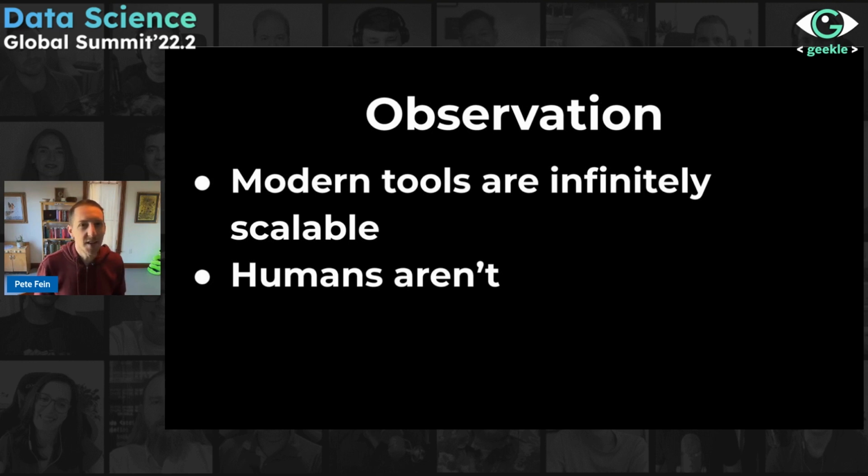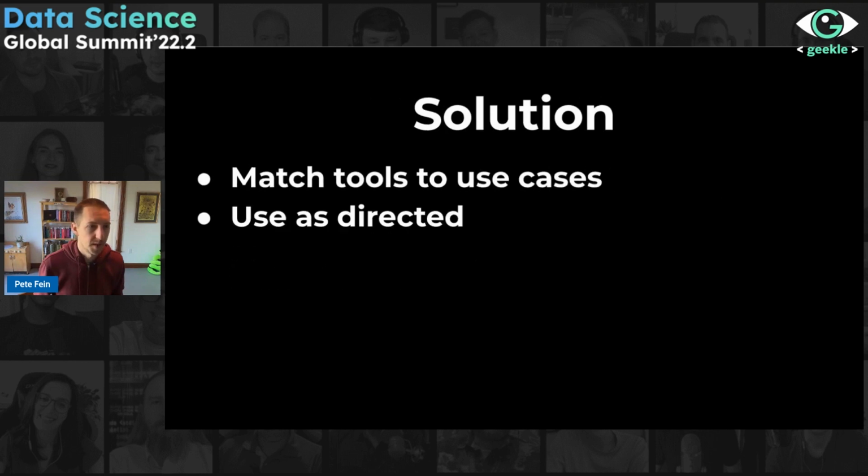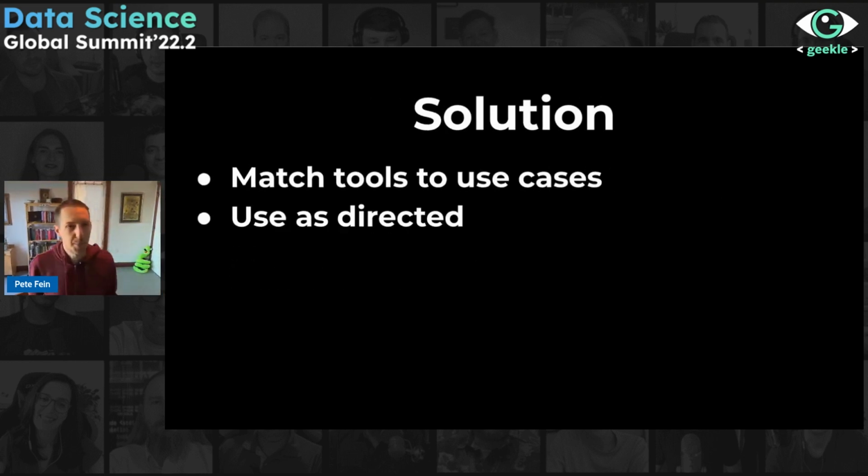You can throw a petabyte of data at Snowflake, but you can't throw 1,000 engineers on one project, right? In addition to the technical scalability, we also need to think about tools and methodologies that let our teams and our development process scale as well. And the solution I take to this problem is choosing appropriate tools and matching them to use cases, and then using those tools as directed.